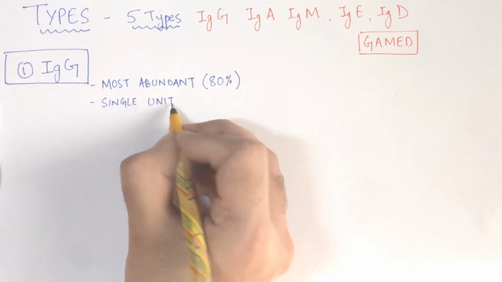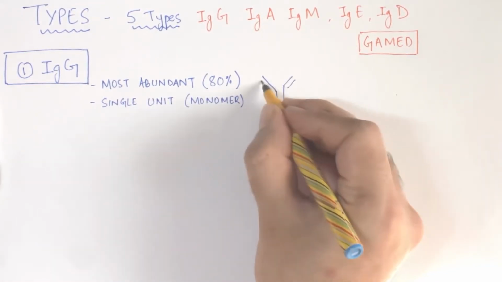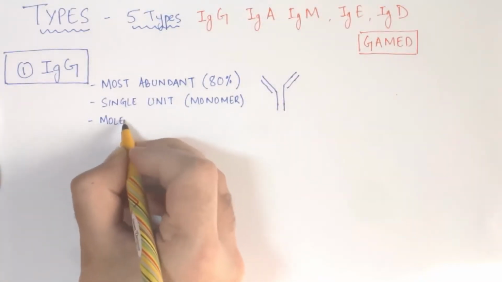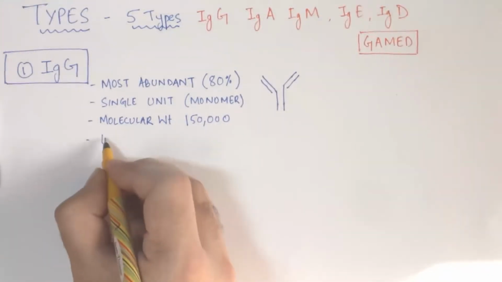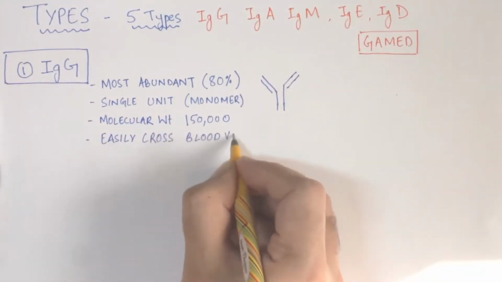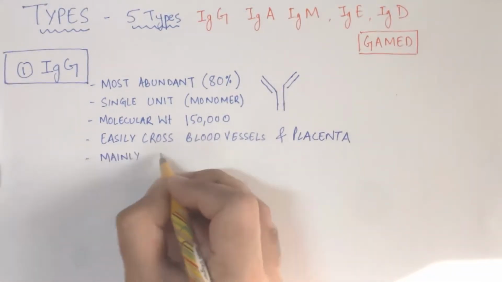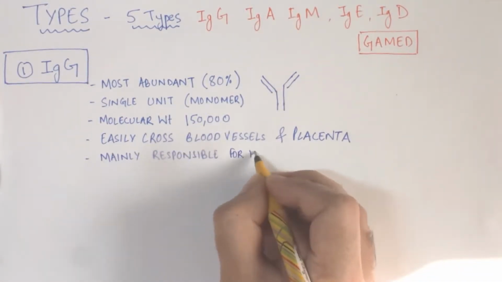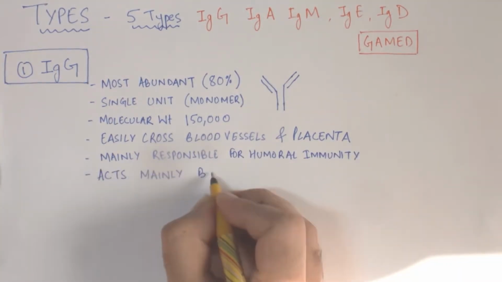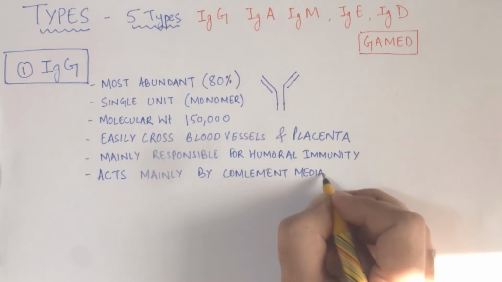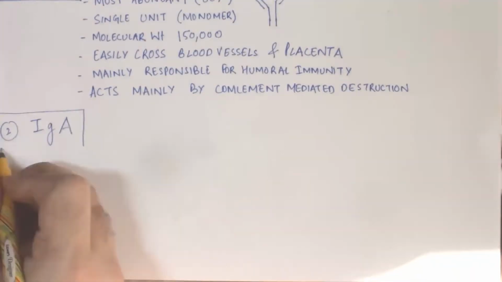Now the IgG is a single unit antibody, that is, it only consists of a Y-shaped monomer. And the molecular weight of the IgG is 150,000. Since it is a small antibody, it can easily cross the blood vessels and the placenta. And the immunoglobulin G is the antibody which is mainly responsible for the humoral immunity. And the main mechanism of action of the IgG is by complement mediated destruction of the foreign cells.